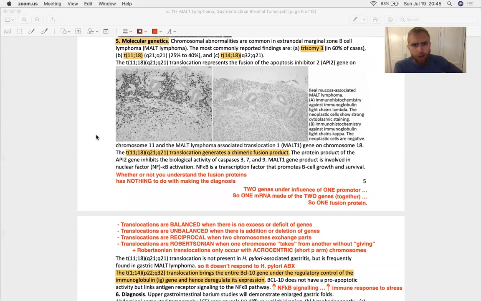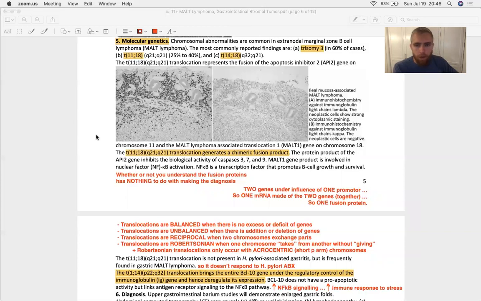Let's talk about the genetics. You got to memorize these. I want to say that. And you don't have to know these like the back of your hand. You don't have to be able to teach this to a squirrel, you know, like you just have to literally say, okay, MALToma, 11;18 translocation, 14;18 translocation, trisomy 3, done.